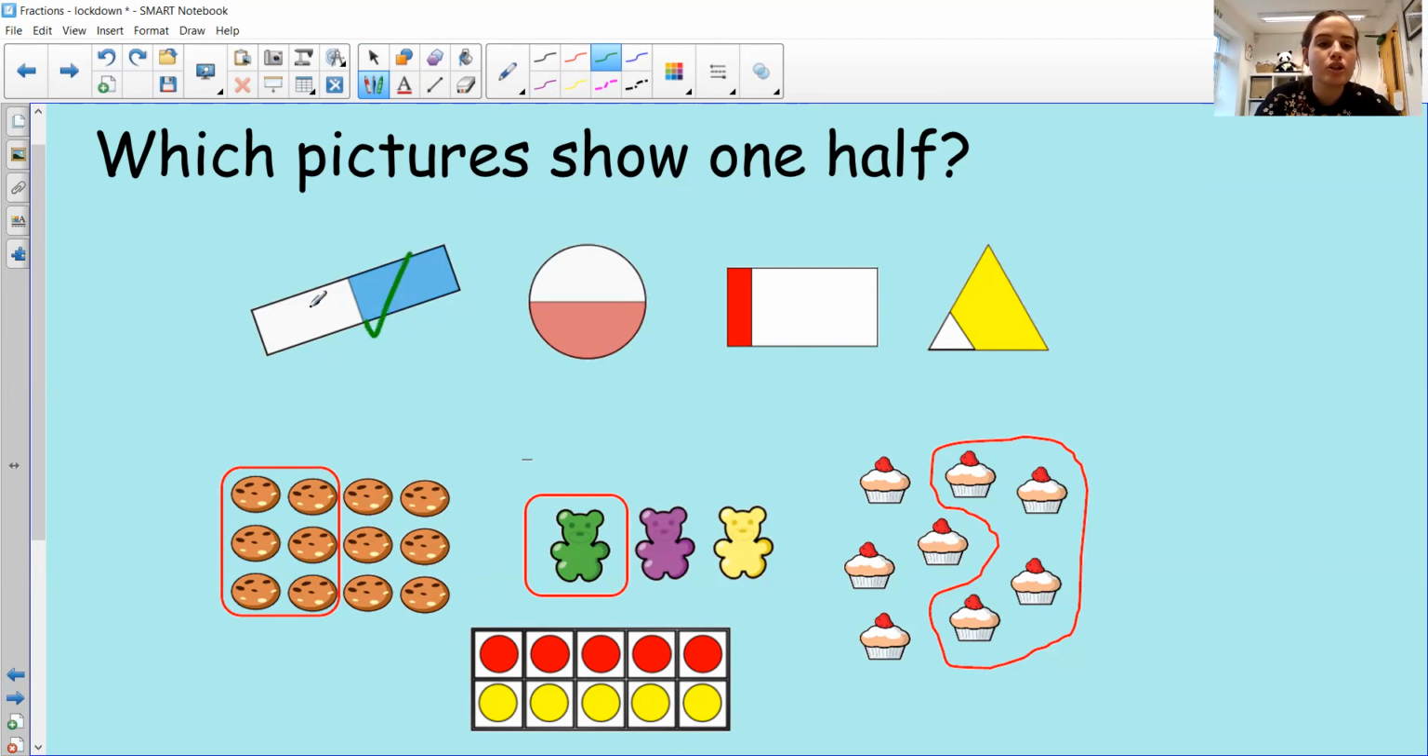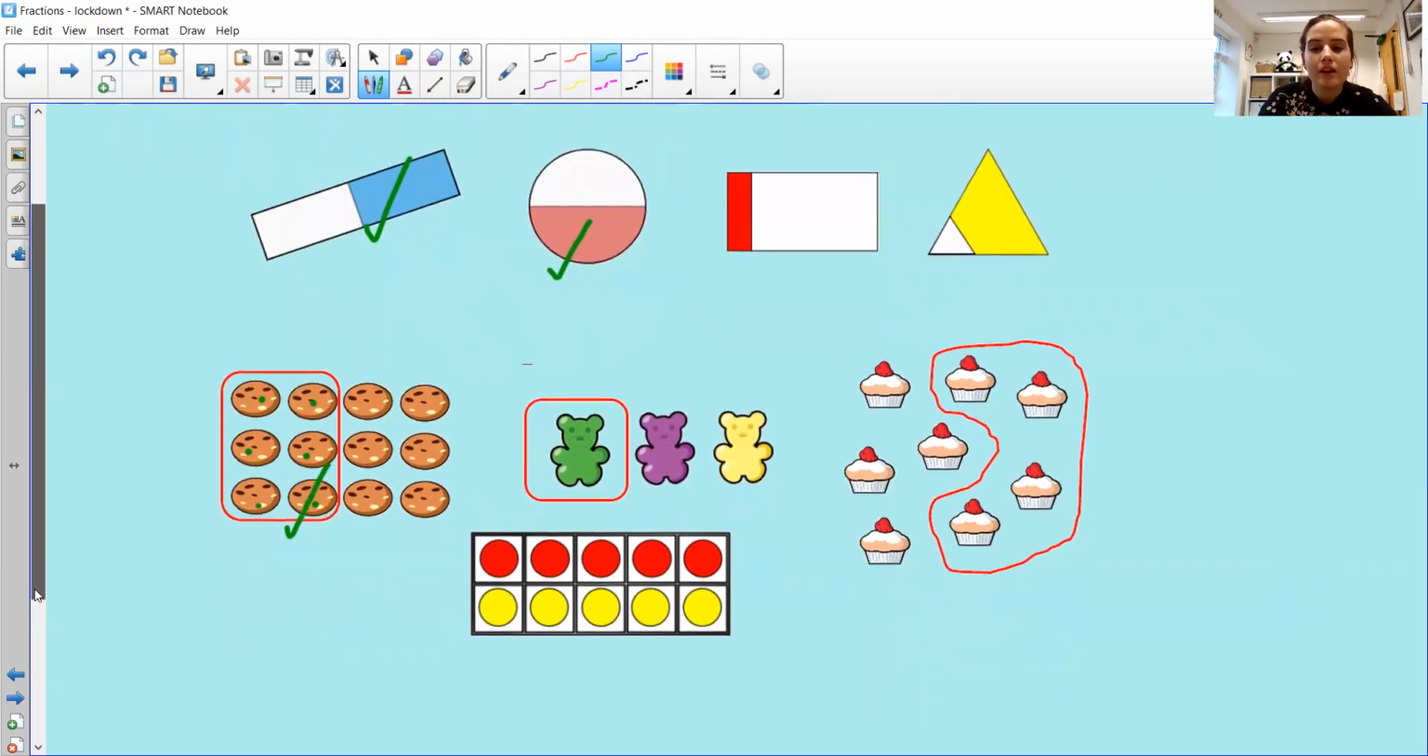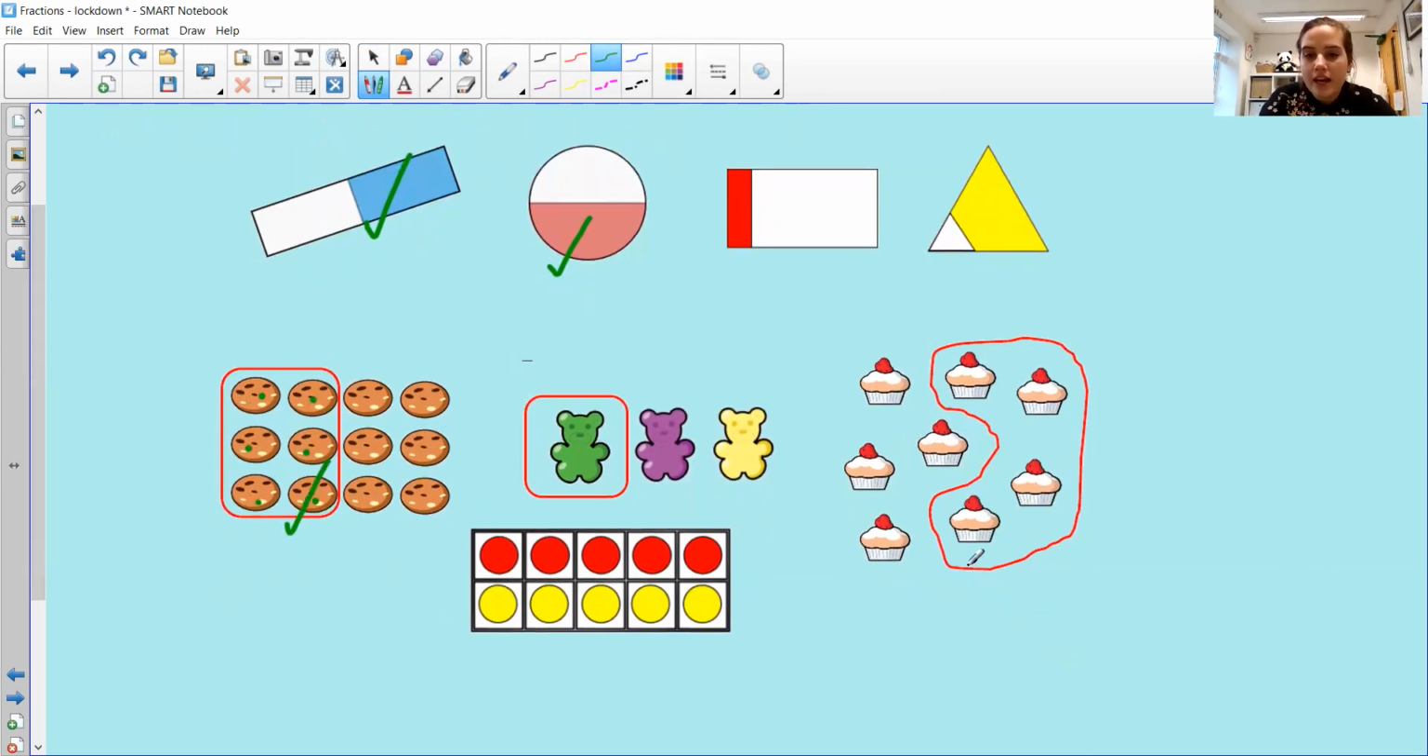This one does, there are 2 equal parts. This one does, there are 2 equal parts. This one does, there are 2 equal parts. There are how many in each part? Brilliant, there are 6. I think they're cookies, they look delicious, in each part. And let me look over here. We have got 1, 2, 3, 4 cupcakes on this side. 1, 2, 3, 4 cupcakes on this side. They are equal, they are the same. This one has been split into half.